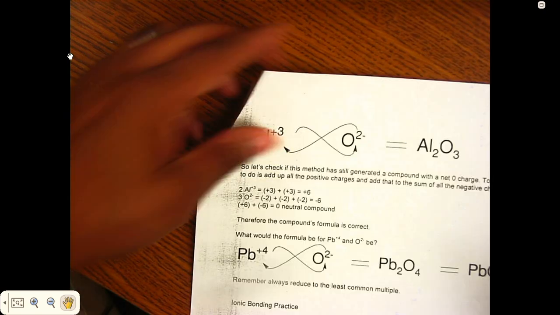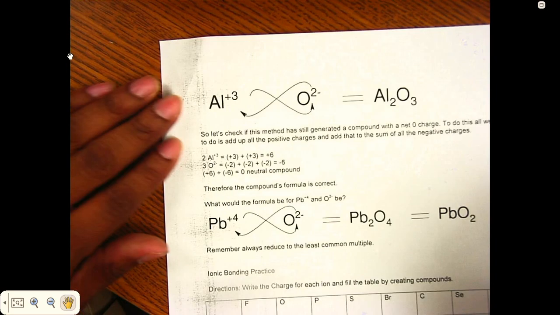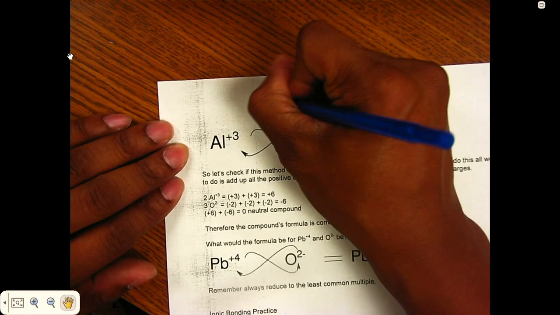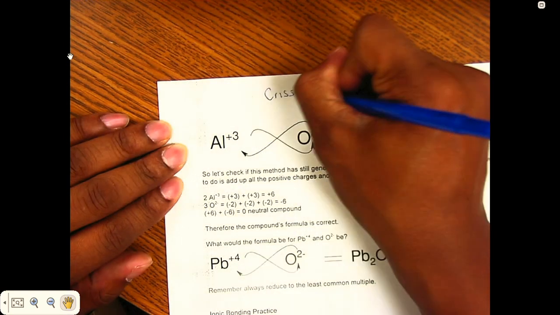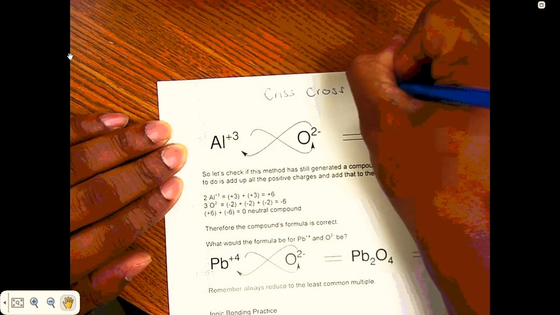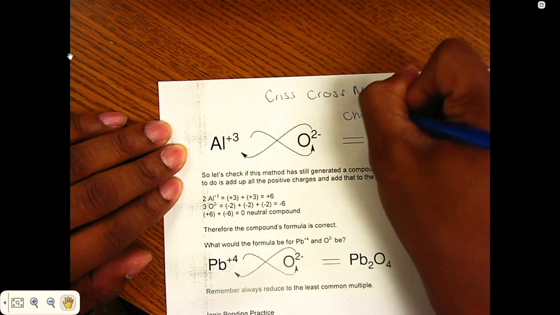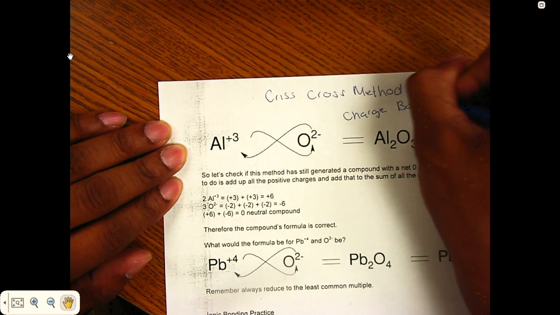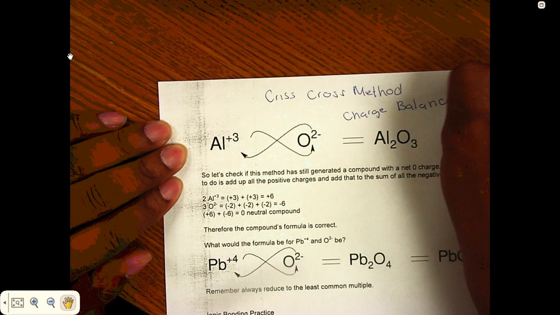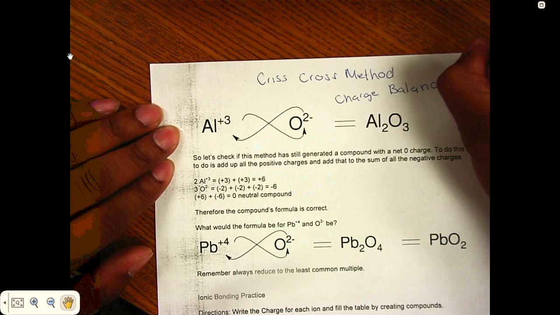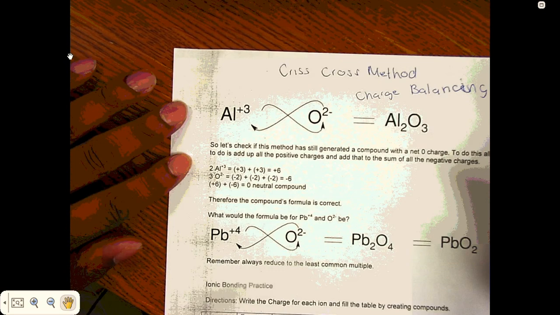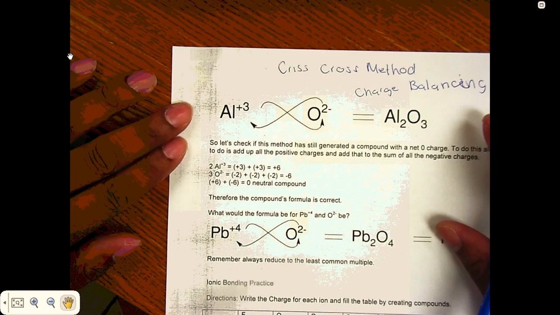And so, I want to get started with looking at this sheet. This is called the crisscross method. Some people call it charge balancing. It's the least math-focused part of chemistry, I would think, but it still kind of requires it. I think it's very approachable.